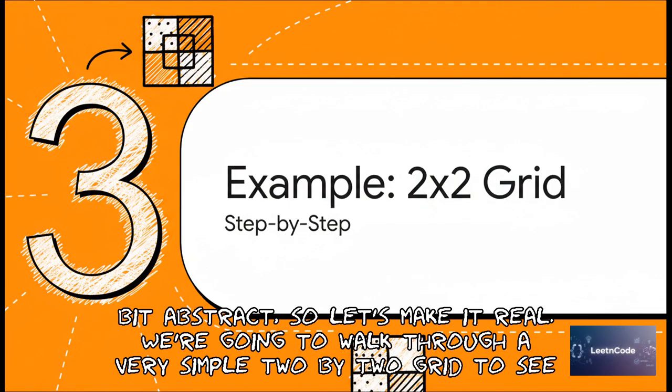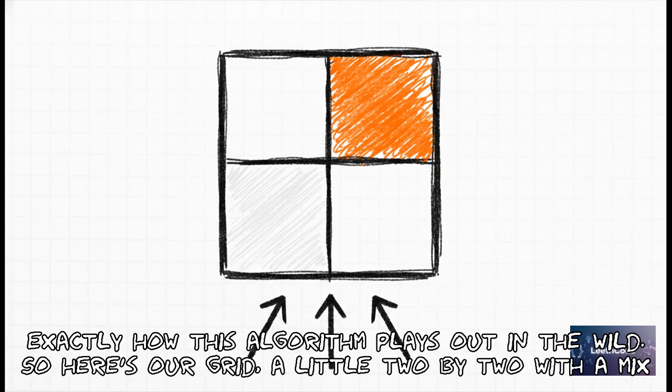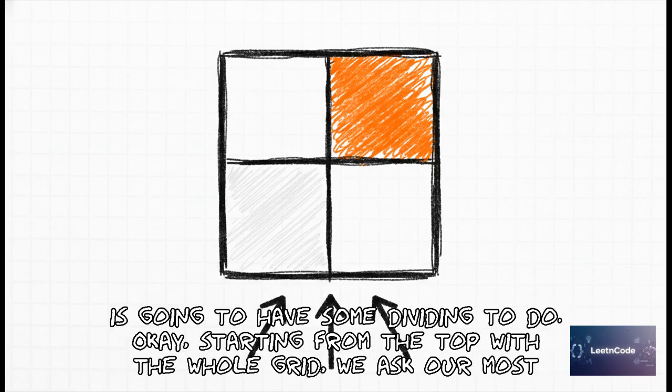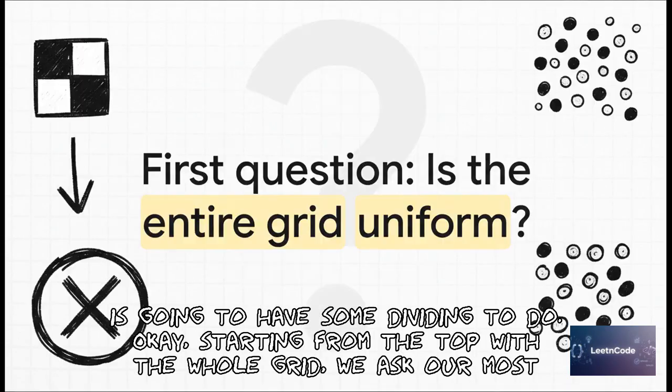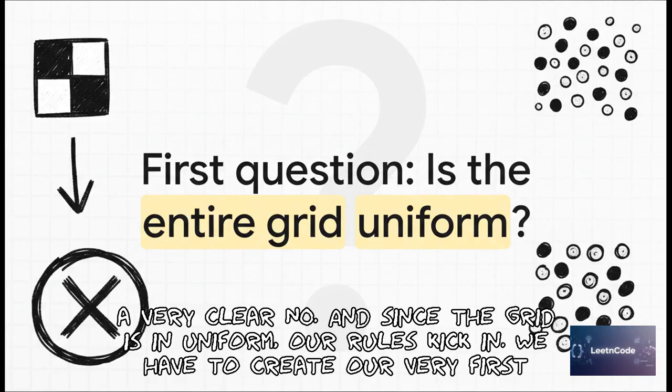Okay, that might still feel a little bit abstract, so let's make it real. We're going to walk through a very simple 2x2 grid to see exactly how this algorithm plays out in the wild. So here's our grid, a little 2x2 with a mix of zeros and ones. You can see right away it's definitely not uniform, so we know our algorithm is going to have some dividing to do. Okay, starting from the top with the whole grid, we ask our most important question: is it uniform? Well, with both zeros and ones kicking around in there, the answer is a very clear no.